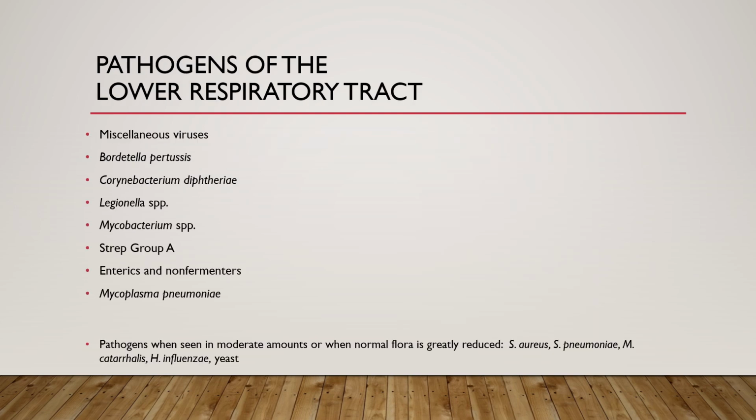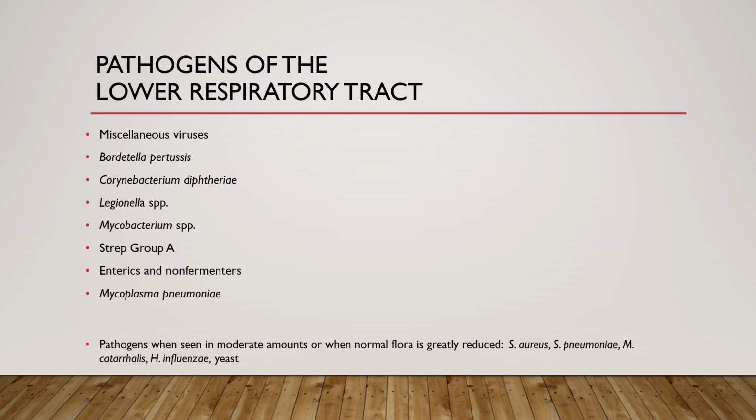So here's kind of a list of most of our respiratory pathogens, and these are the lower respiratory tract pathogens. Miscellaneous viruses, of course, like influenza A, parainfluenza, and things of that nature. Bordetella pertussis, that's the organism that causes whooping cough. Corynebacterium diphtheriae causes diphtheria. Legionella, Mycobacterium species, that is what leads to tuberculosis. Streptococcus group A, that causes strep throat. Enterics and non-fermenters, and Mycoplasma pneumoniae, that's usually found in small children.